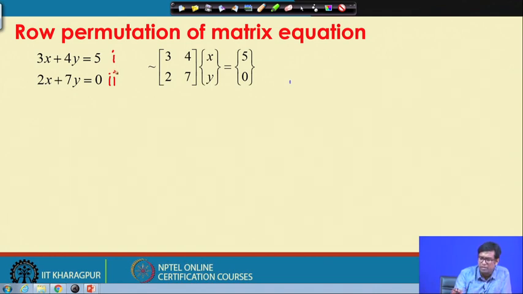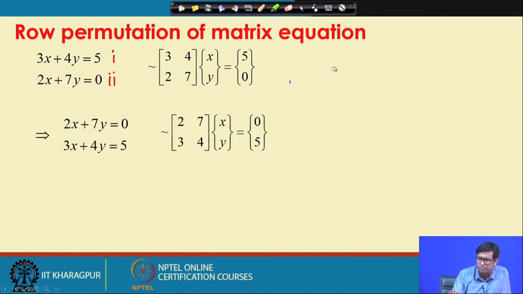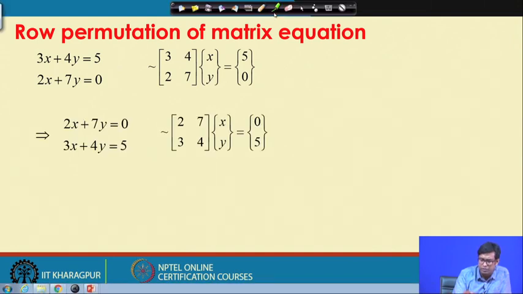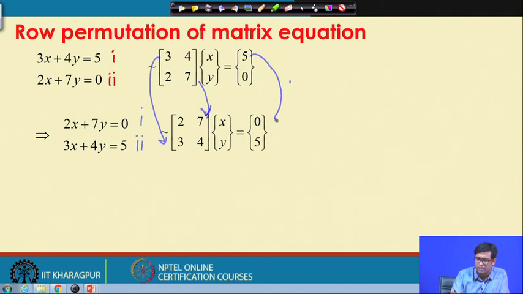If I renumber the equations, this becomes my new equation 1 and this becomes my new equation 2. If I renumber the equations, we see that the coefficient matrix is row permuted, that is the first row comes into the second place and the second row goes to the first place, and the same thing happens with the B vector. The first row in the B vector, which is a column vector, goes to the second place and the second row element comes to the first place.